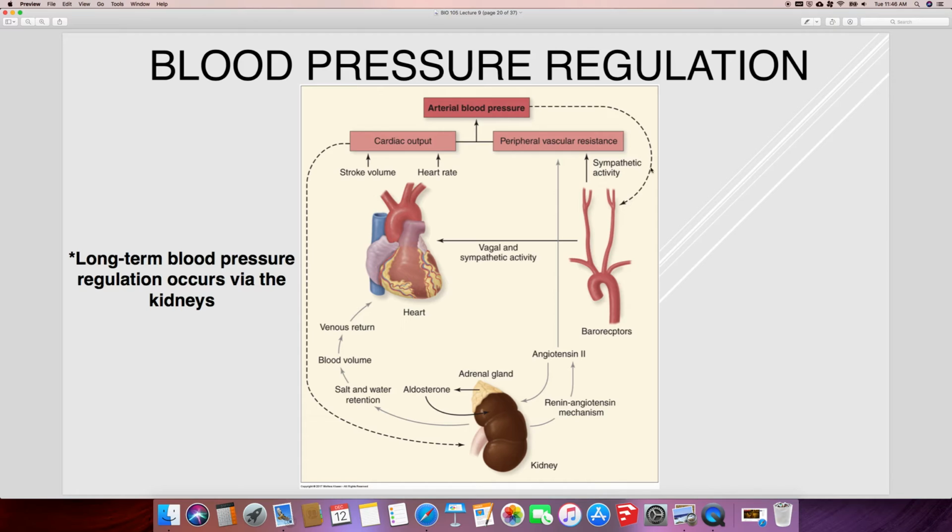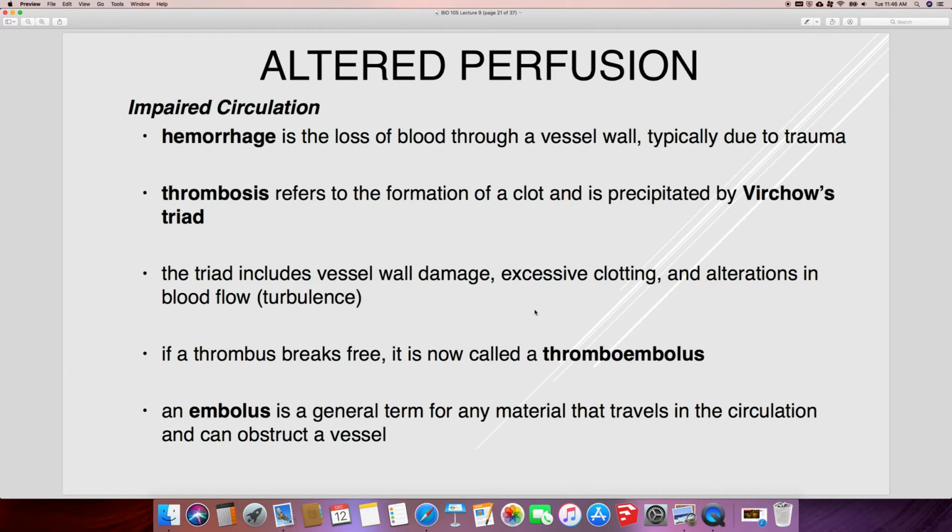So blood pressure regulation. We have a couple of quick acting ways, but the big takeaway with long-term blood pressure regulation is that it occurs by the kidneys. And we've talked about all of those mechanisms already. Okay, then we just talked about some situations of impaired circulation. Hemorrhage, of course, is the loss of blood through a vessel wall.